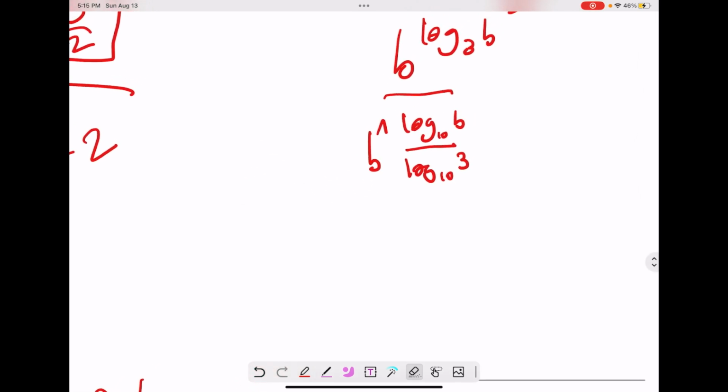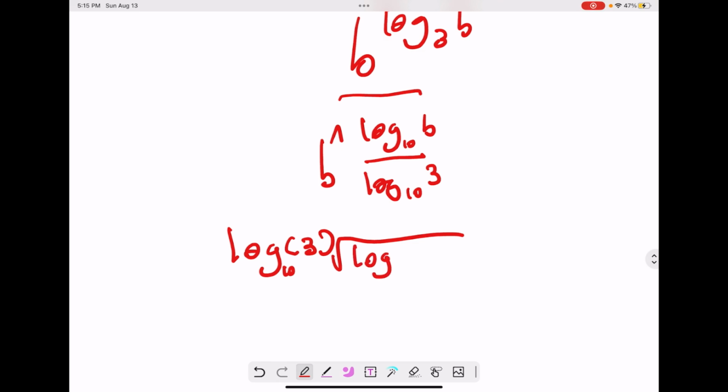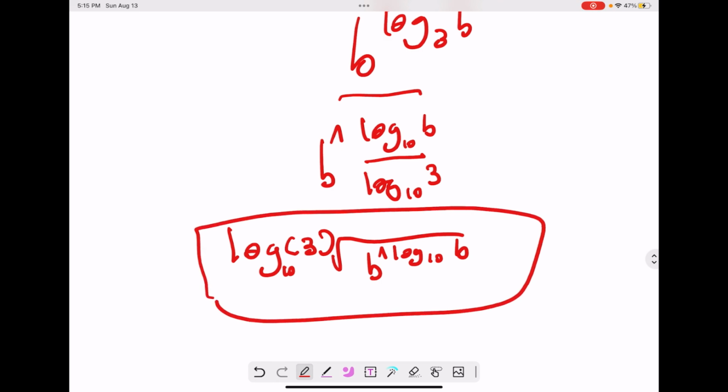Applying this here, we're going to put log 3 as the root, basically what we're putting this as, and remember, it's log 10, and then we're going to put b in here, and then we're going to do log 10 of b. That's basically put in that power. So this is the farthest we can simplify it to.